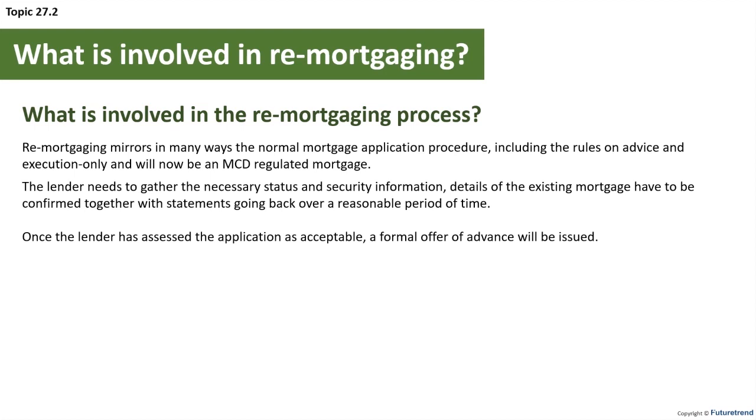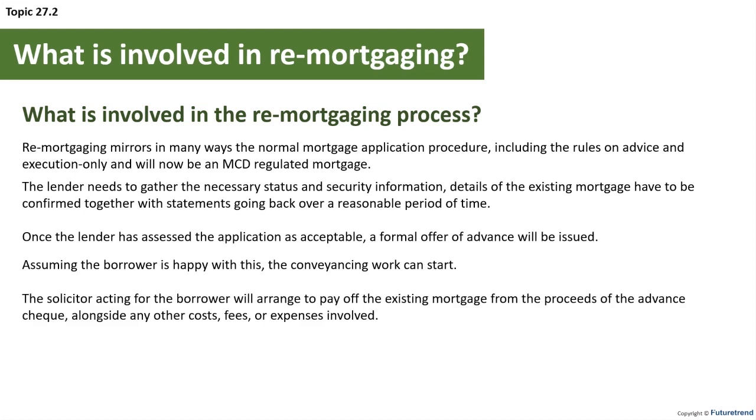Once the lender has assessed the application as acceptable, a formal offer of advance will be issued. Assuming the borrower is happy with this, the conveyancing work can start. The solicitor acting for the borrower will arrange to pay off the existing mortgage from the proceeds of the advance cheque, alongside any other costs, fees, or expenses involved.